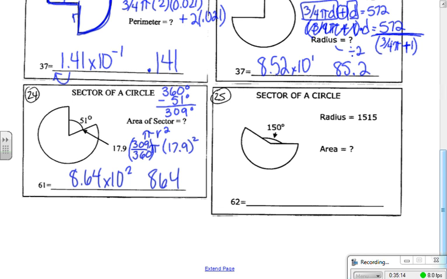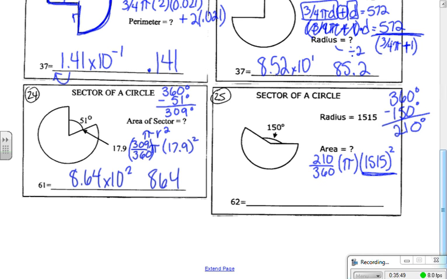Okay, number 25, similar problem, only now we have 150 degrees that are taken out. So let's see how many degrees we have left. We have 360 degrees total, minus 150 degrees removed, and we're going to be left with 210 degrees for the area we want to find. So we're going to have pi r squared, but we're only going to want 210 degrees out of the 360 possible degrees. Times pi times our radius squared. So remember, you have to square the radius, then multiply by pi, and then decimal 210, decimal 360 times.